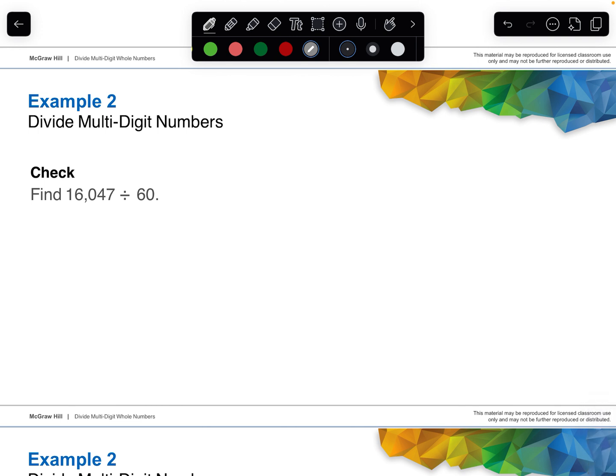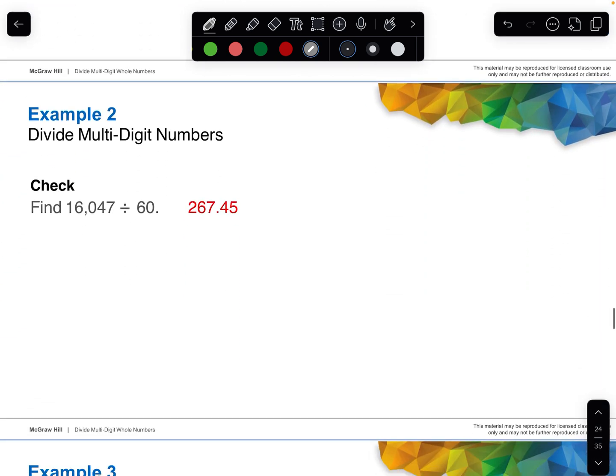All right, moving on. I want you to pause this right here and do this check problem on your own. It's number 16, and this is on page 137 of your textbook. Find 16,047 divided by 60. I'll share the solution with you in a moment. There you go. The solution is 267.45.